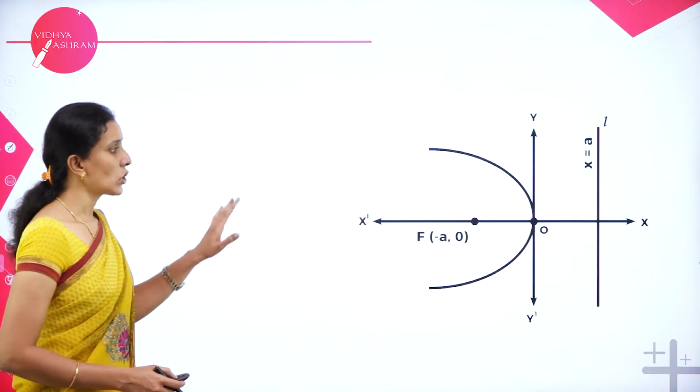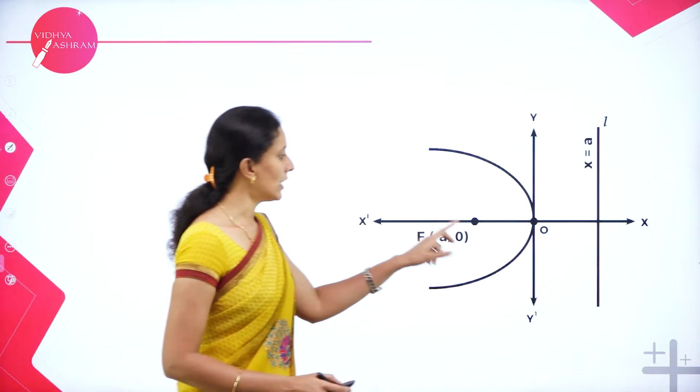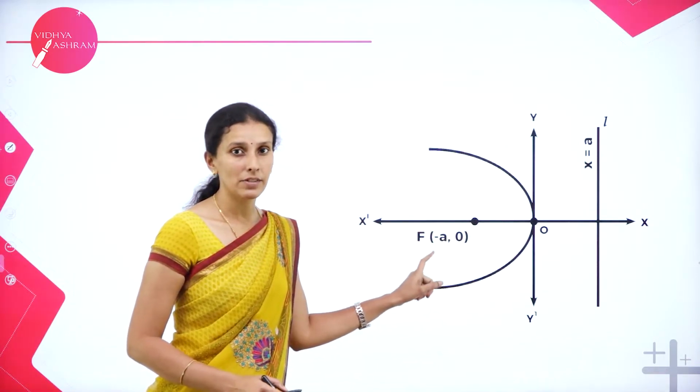Next case we have is the left-handed parabola. Here the focus lies on the negative side of the x-axis.